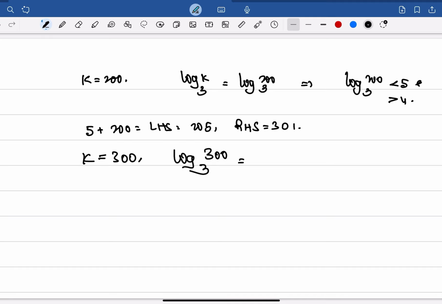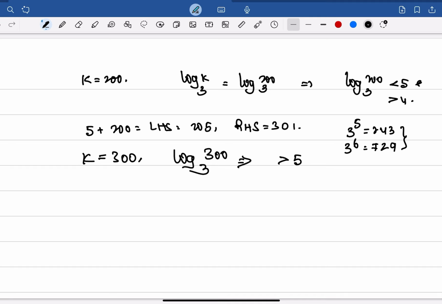3 to the power of 5 is equal to 243. 3 to the power of 6 is equal to 729. You just see how much difference there is for a change of one number in between. That means it is definitely larger than 5 but less than 6.